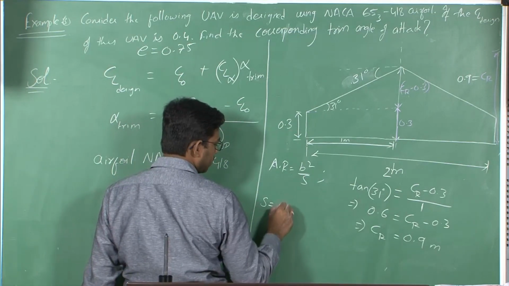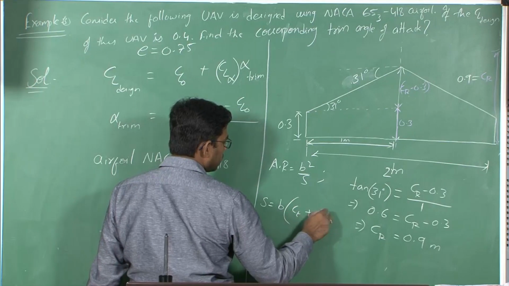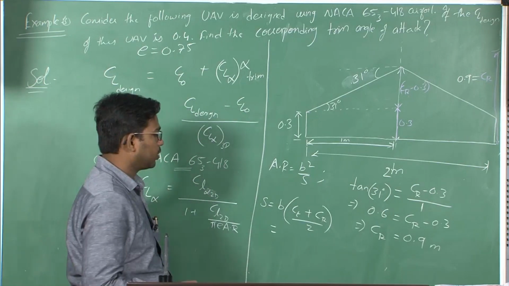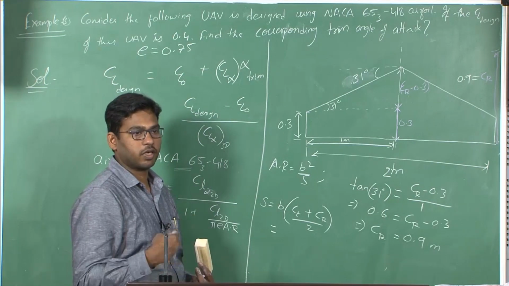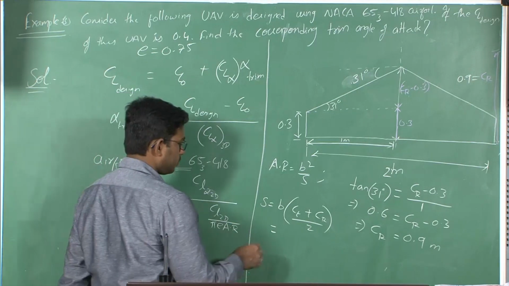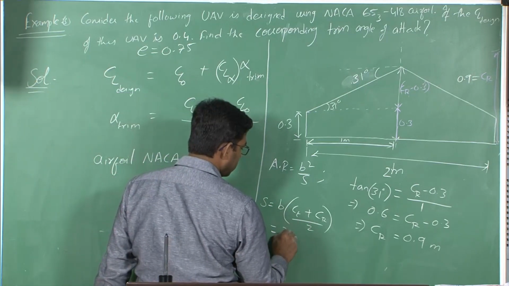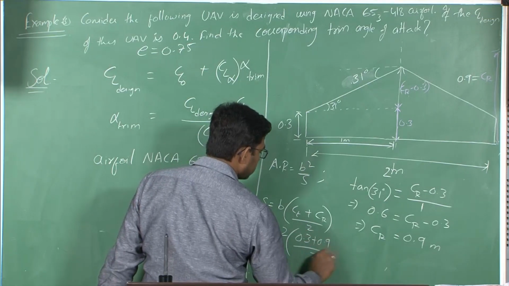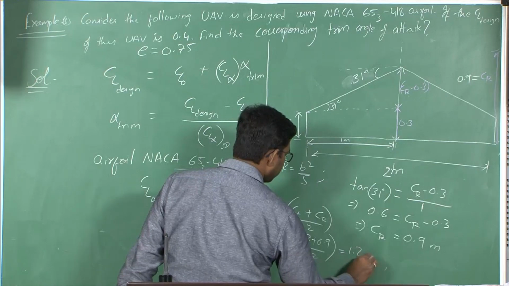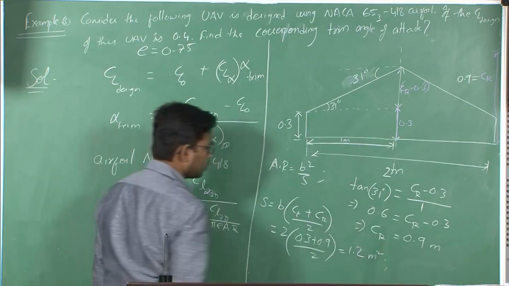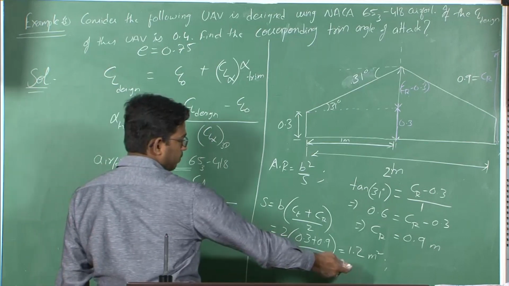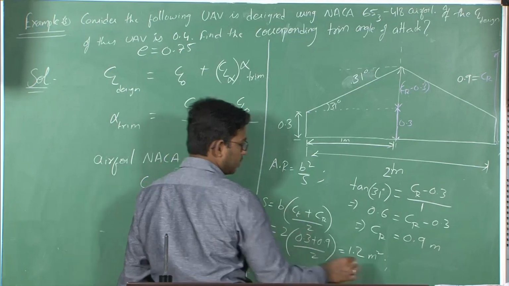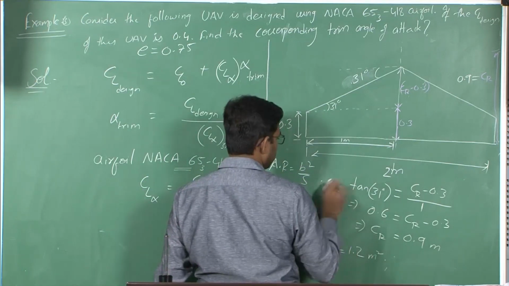What is the area of this wing? It is b into (Ct plus Cr) by 2, which is equal to, otherwise, b by 2 into Cr multiplied by 1 plus lambda. So b is 2 meter span into (0.3 plus 0.9) by 2, which is 1.2 meter square. So substituting this span of 2 meters squared and 1.2 meter square area, we will get the corresponding aspect ratio.